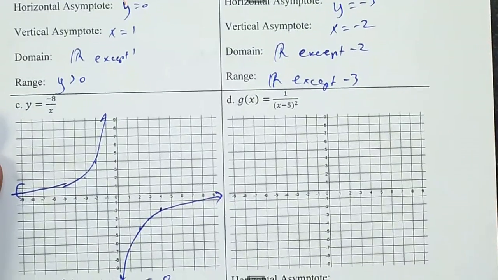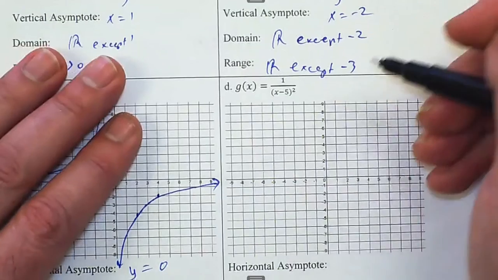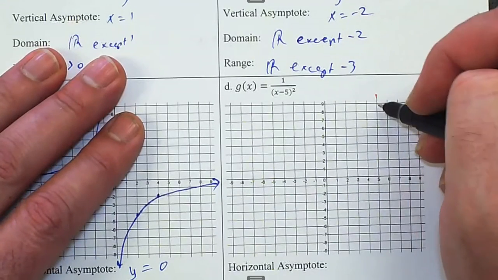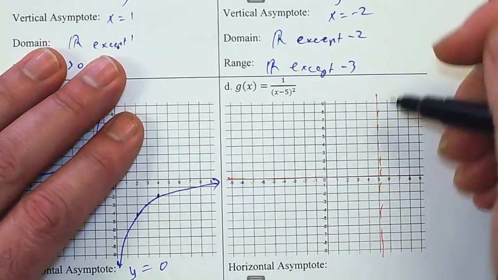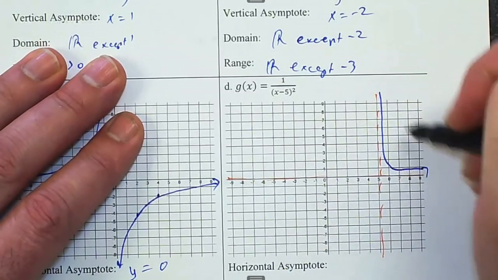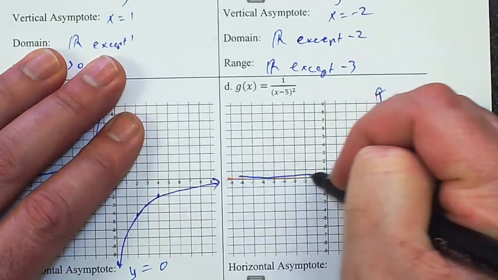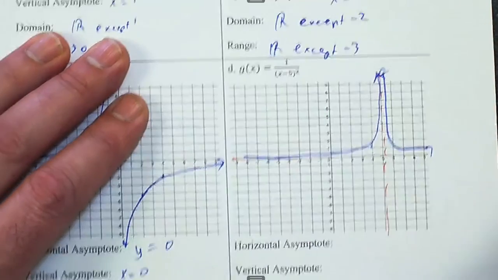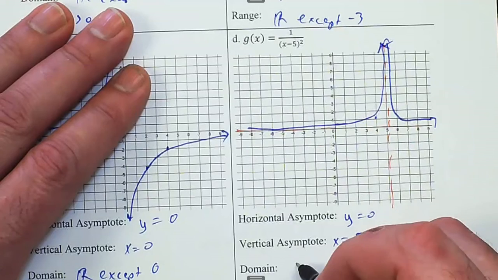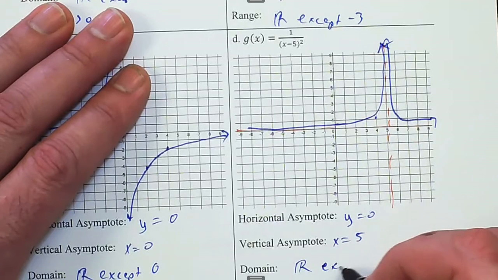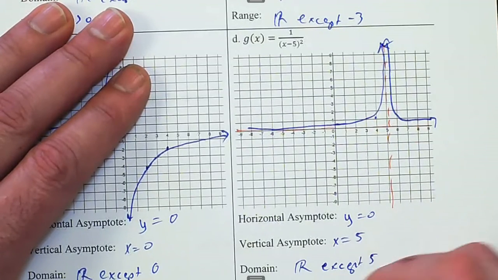All right, on this next one, we're going to have our reciprocal squared function shifted 5 to the right, not shifted up at all. So it's going to go like that on this side and like that on the other side. Horizontal asymptote is y equals 0. Vertical is x equals 5. The domain is all real except 5, and the range is all real except, oh, it's not. Sorry, it's y is greater than 0.